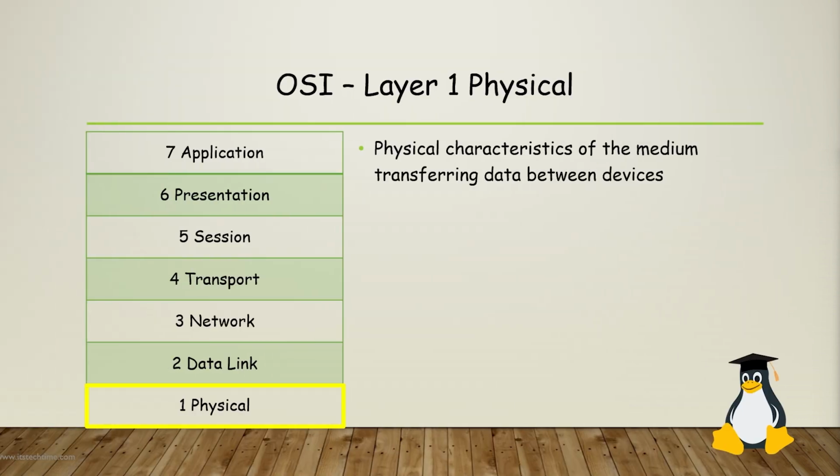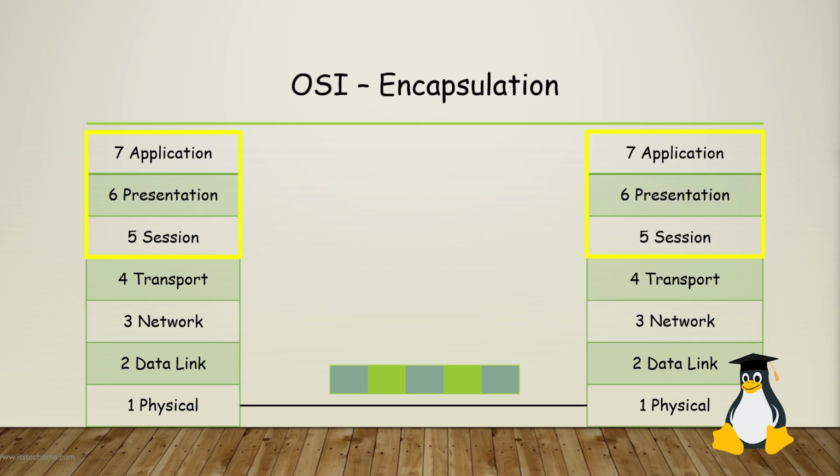Layer 1 of the OSI model is the physical layer. The physical layer defines physical characteristics of the medium transferring data between devices. For example, if you're using cables, it'd be the specifications of the cables that you're using. The physical layer is where the digital bits are converted into either electrical signals for wire connections or radio for wireless connections. So now our frame, once it's at the physical layer, will be sent along the cable, if this is a cable connection, to the end host.